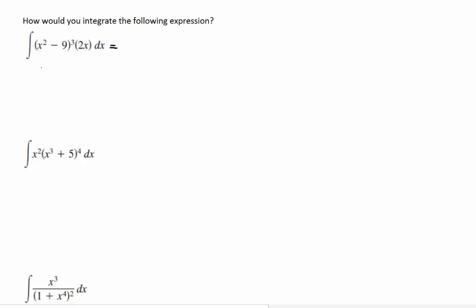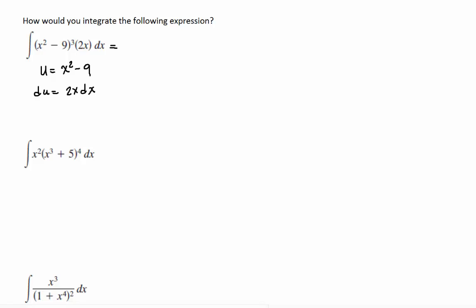So we're going to introduce a new variable, u, and we're going to let it be x squared minus 9. So when we calculate the differential, notice that I have dx here. That's not going to work. I need a du. So to calculate that differential, I take the derivative of the polynomial, in this case 2x, and then multiply it times the differential of x.